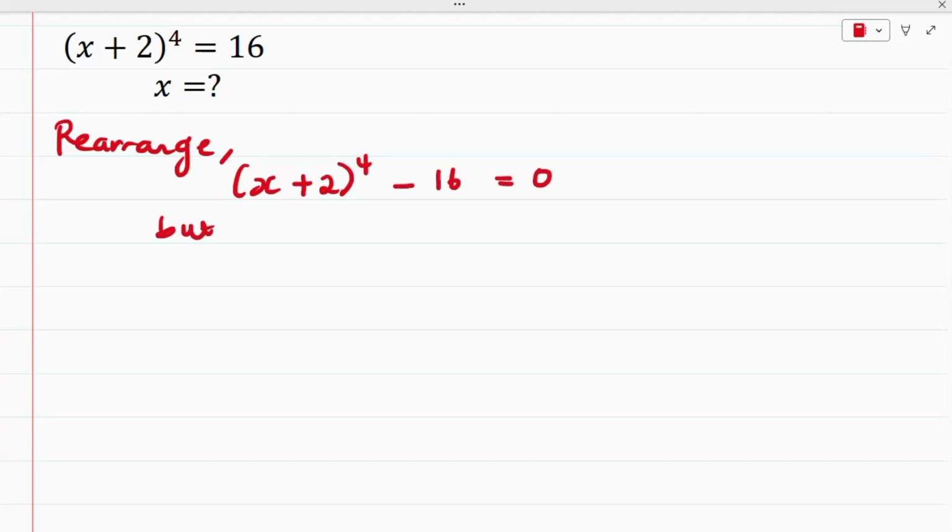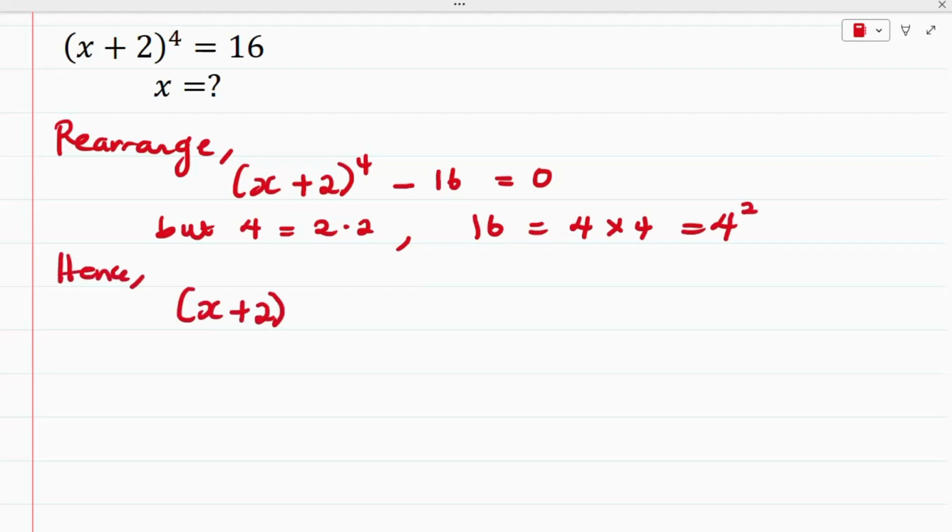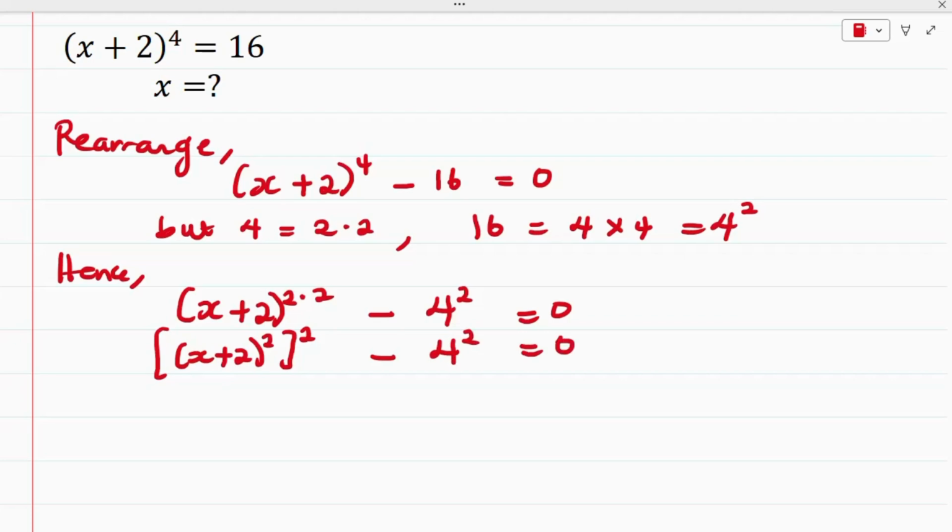But we can easily express the power of 4 to be 2 multiply 2, and 16 can be expressed as 4 times 4, which is equal to 4^2. So hence we have (x + 2)^(2×2) - 4^2 = 0. So we have ((x + 2)^2)^2 - 4^2 = 0. So we can easily express this right here.